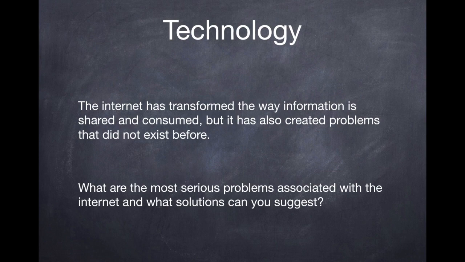The internet has transformed the way information is shared and consumed, but it has created problems that did not exist before. What are the most serious problems associated with the internet and what solutions can you suggest?